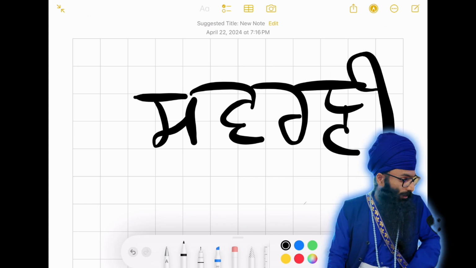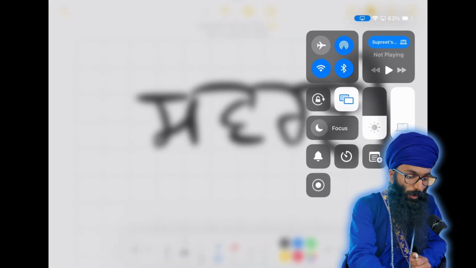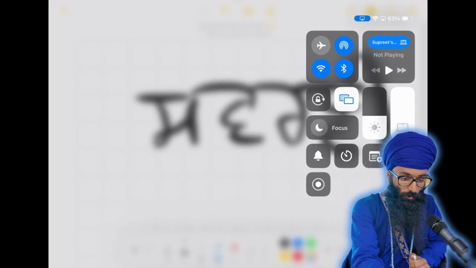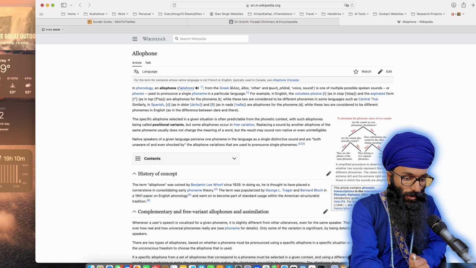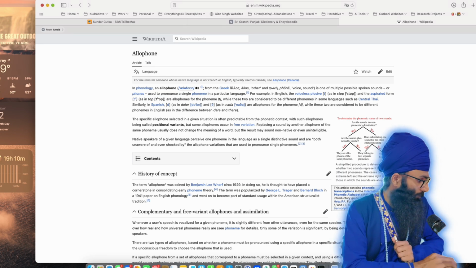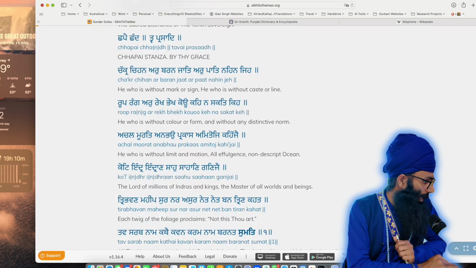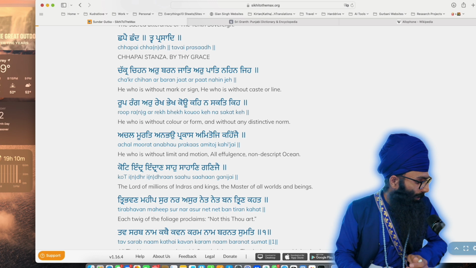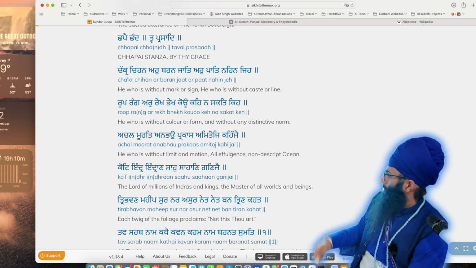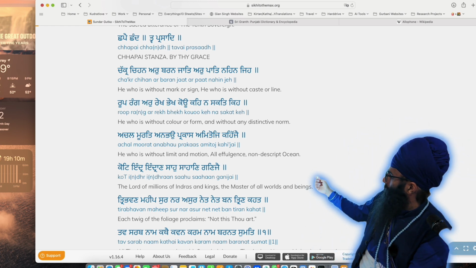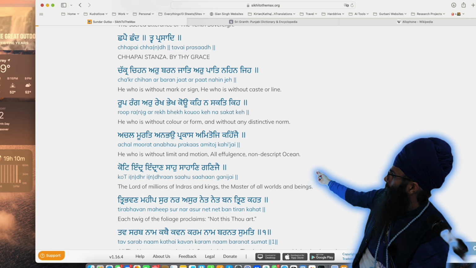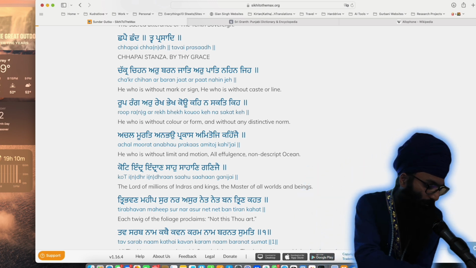Alright, very good. So now we're going to go through the Chapai Chand. Okay? And we'll take it from there. So I have Sikhi to the max open like yesterday. And what we're going to do is we'll go through it line by line. Chakkar chehin ar baran jaat ar paat nahin chehe.